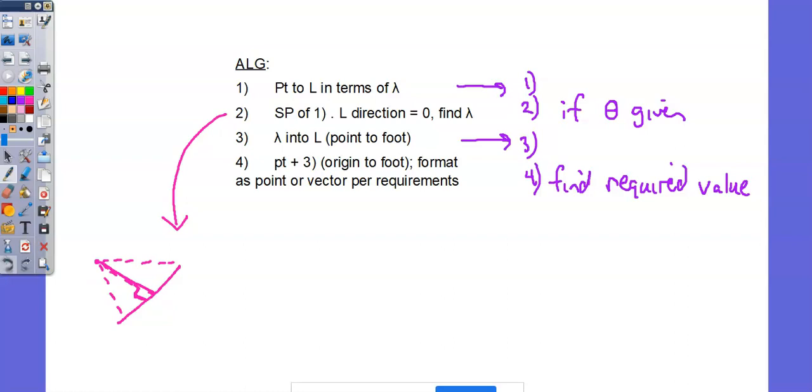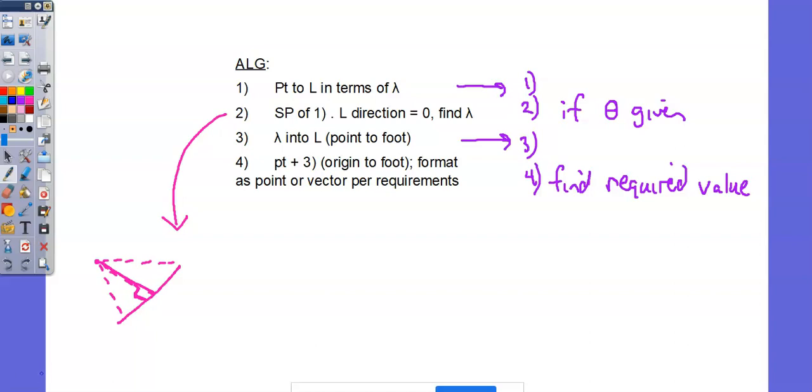With that, in step 3, we're going to put the lambda value into the line equation. In step 2, we find the lambda value. Then in step 3, we put that lambda value into the line. That results in a direction vector from the point to the foot. Typically, the question is going to want a position vector, so we want from the origin to the foot. And the way we get there is step 4: the point plus the result of step 3.